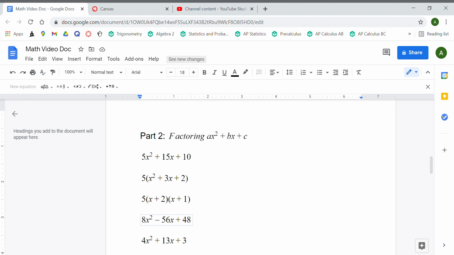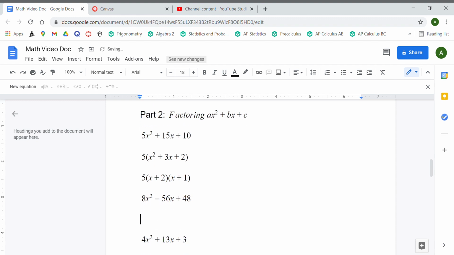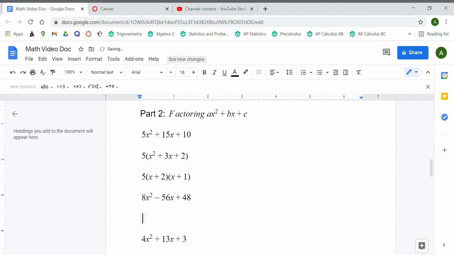See if you can factor this out. Use greatest common factor and then factor the trinomial that's left. Okay, so pause the video and work this out. Okay, so let's try this out. So we have 8x squared minus 56x plus 48.